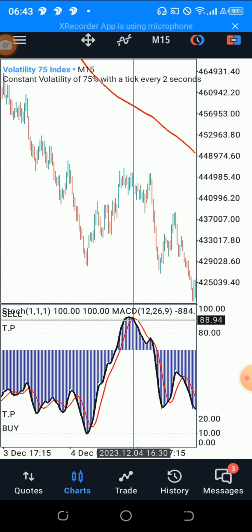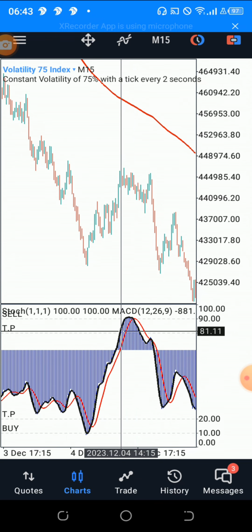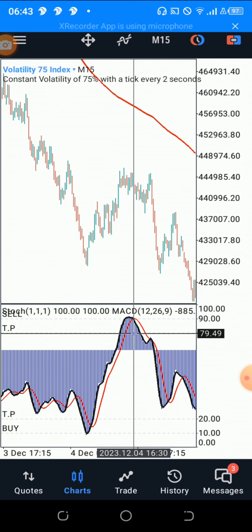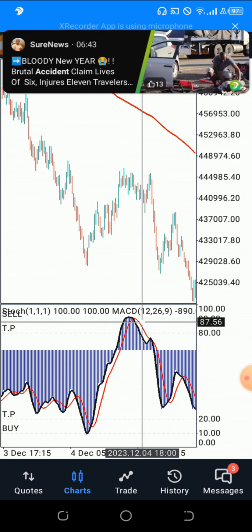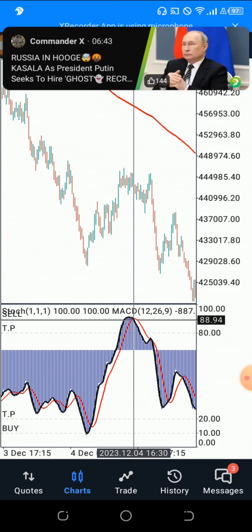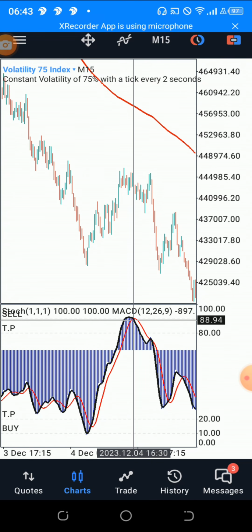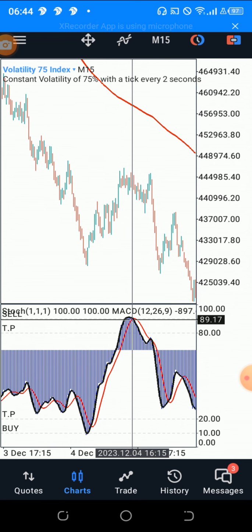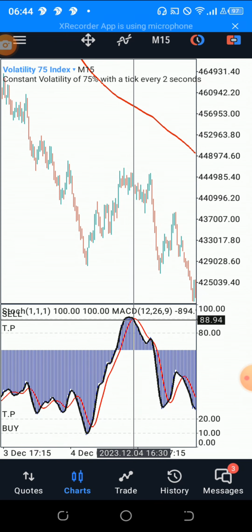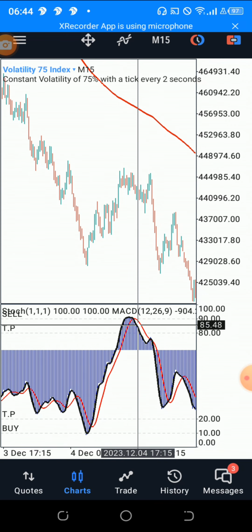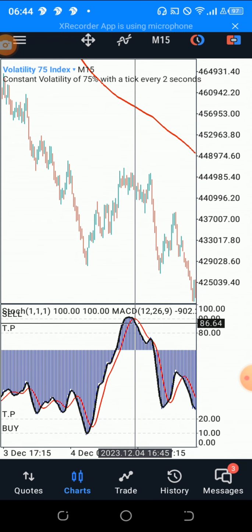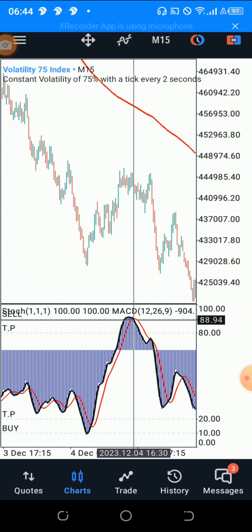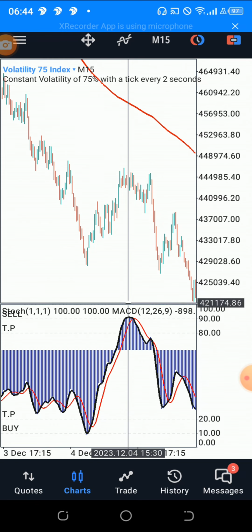So how then do we execute our trade? We wait for the crossover. One, this black line that we see on the MACD, it must reach level 90. So that's the first condition. It must reach level 90. After reaching level 90, we then wait for a crossover. So the first condition is that the black line on the MACD must reach level 90. When it reaches level 90, you wait for the crossover, the crossover between the black and the red line, which took place at this particular level here. And then you execute your sell order.